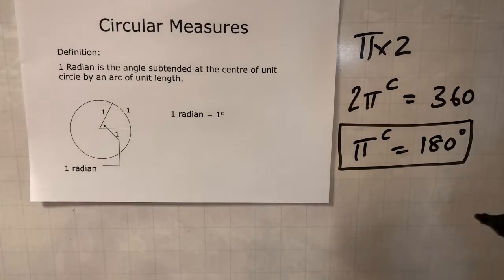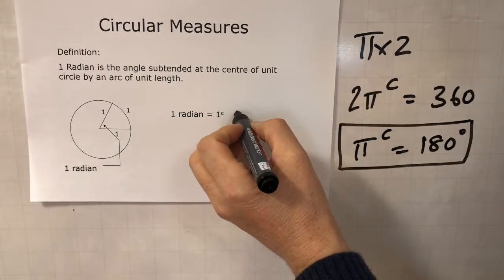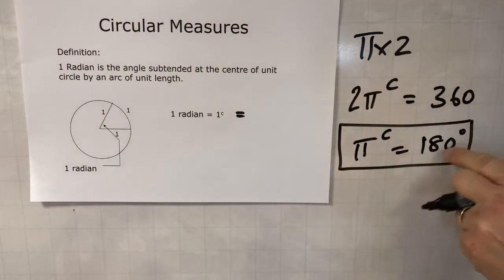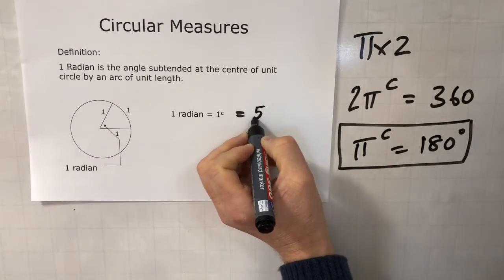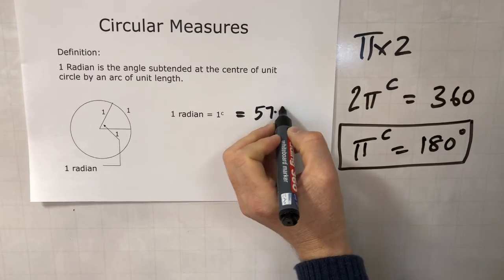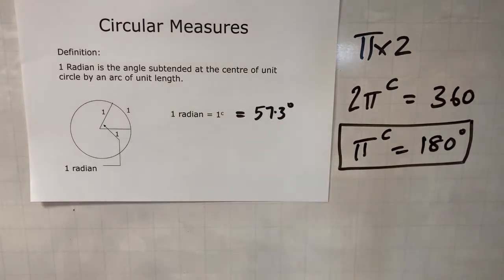However, if I want 1 radian, it will be the same as 180 divided by pi. So 180 divided by pi, 1 radian is the same as roughly 57.3 degrees, rounded off.